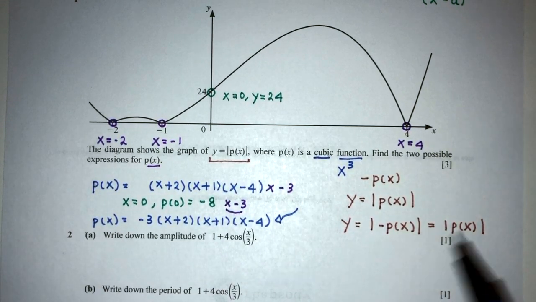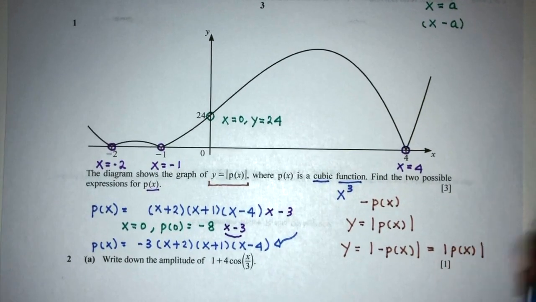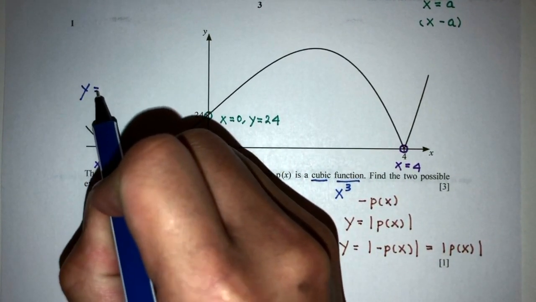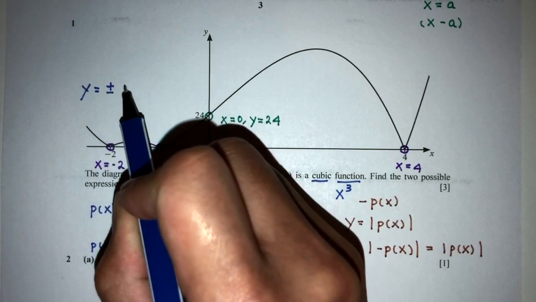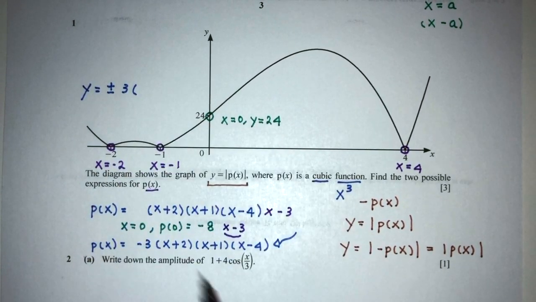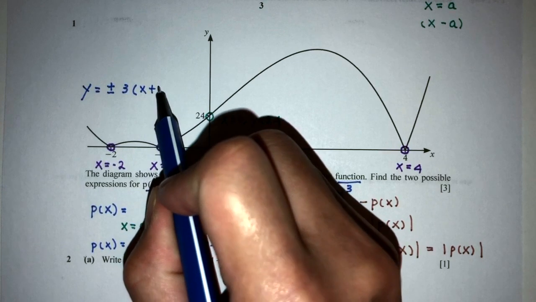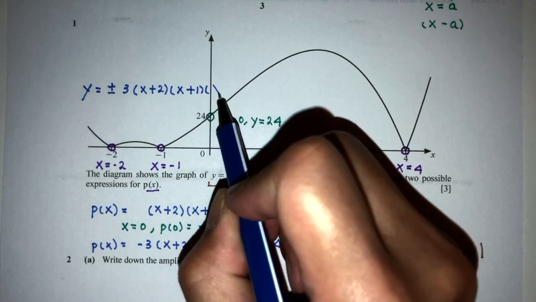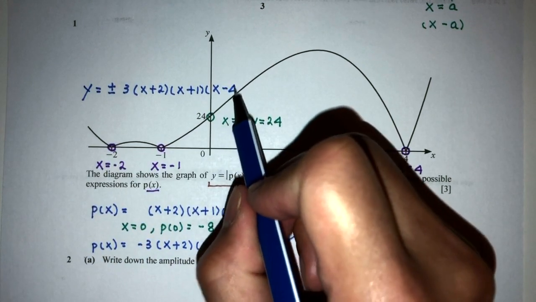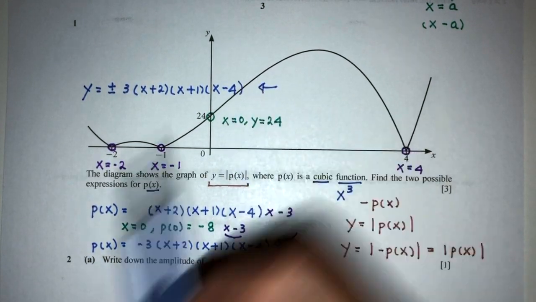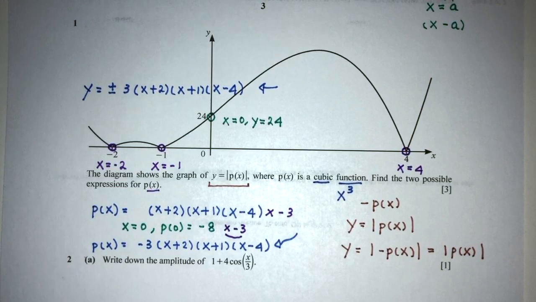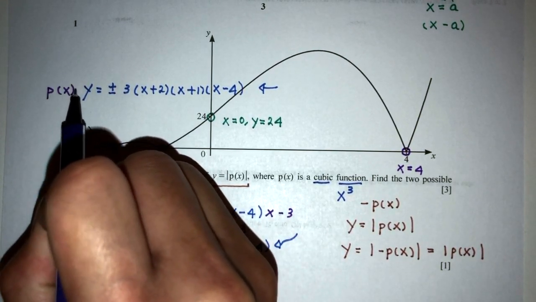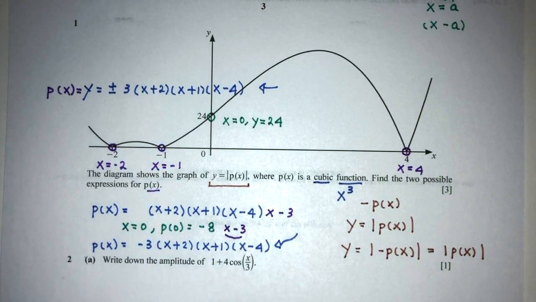So your answer will be, you can write down this and this, or you can just write this down as well, y equal to plus minus 3, and that will be x plus 2, x plus 1, and finally x minus 4 as your answer for the two expressions for p of x. So this is p of x, right? Not y. P of x. Okay, that is question number 1.